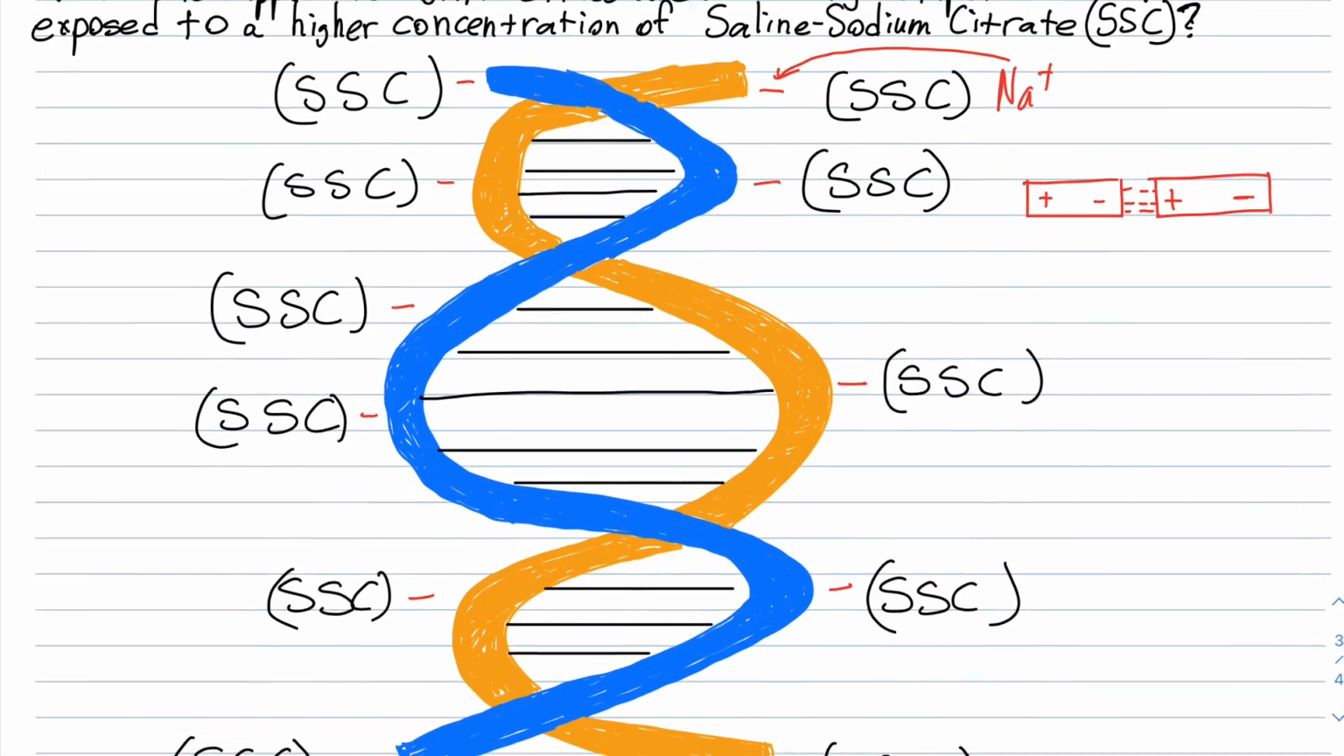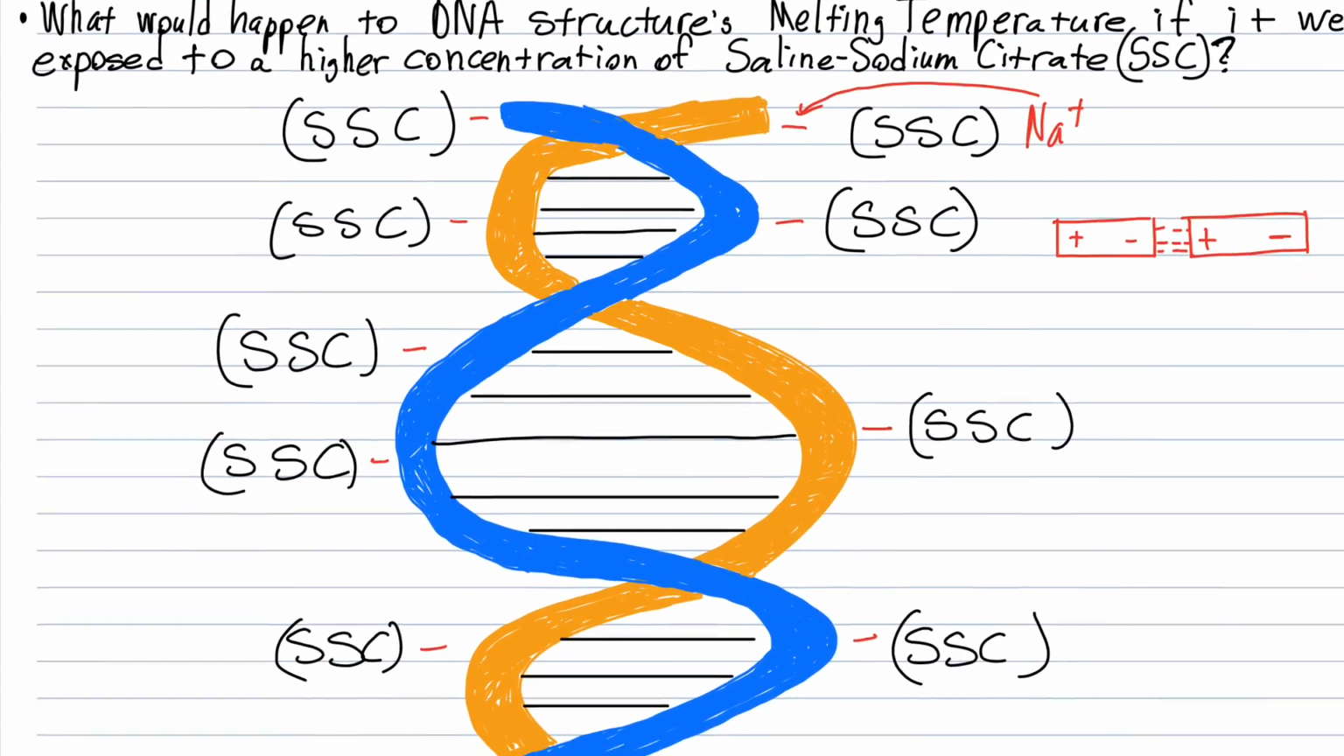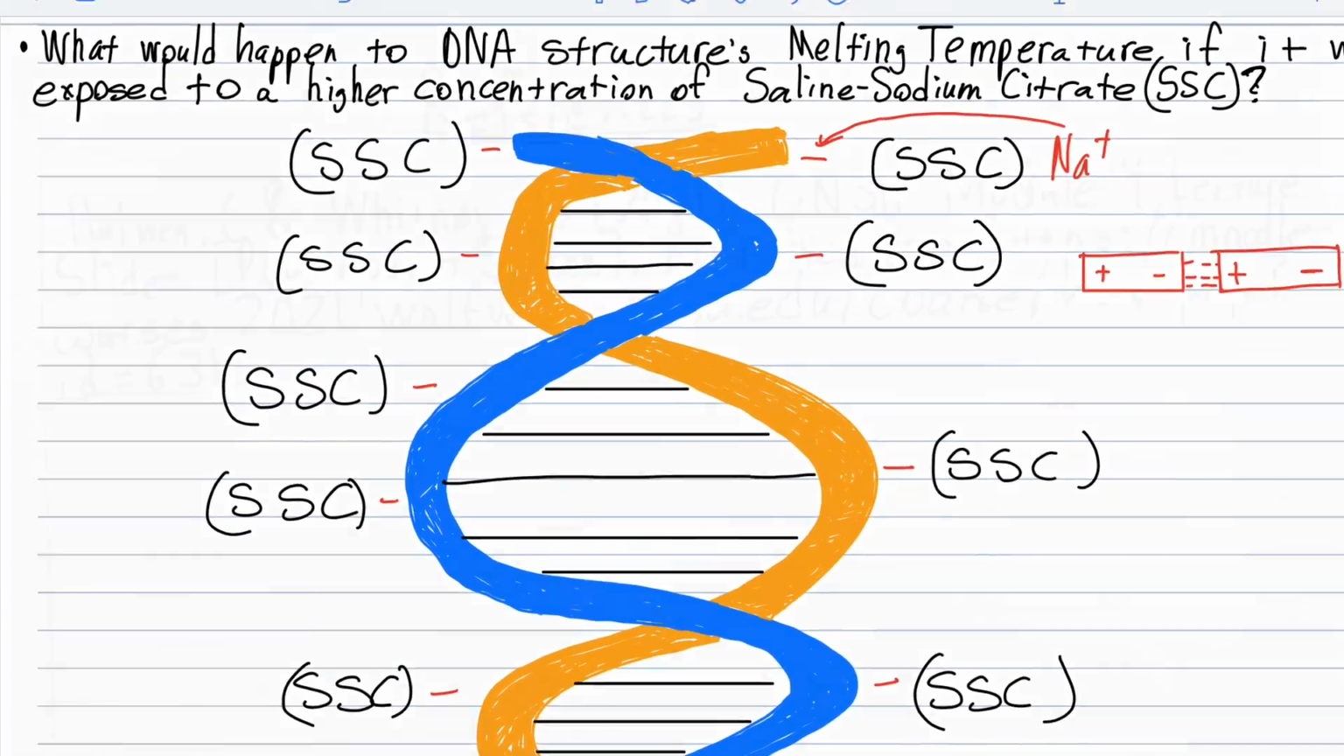This DNA strand, when compared to others that aren't in the same concentration of saline, will need a higher temperature to denature it instead of a lower one.